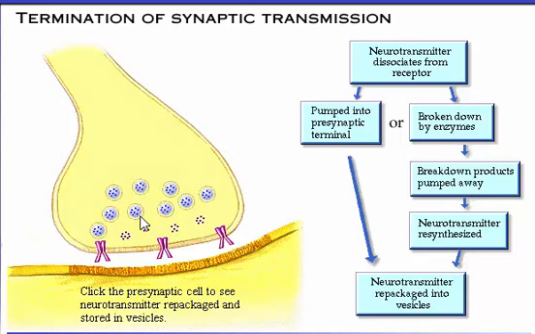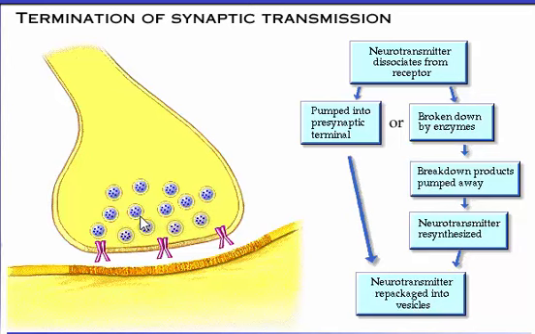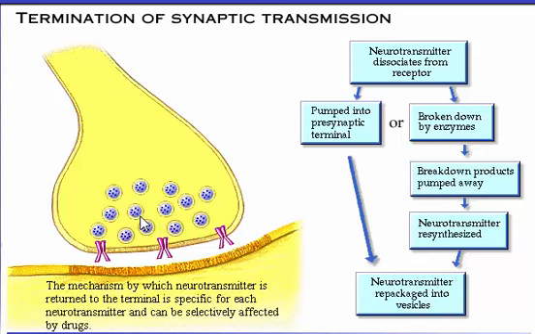The mechanism by which neurotransmitter is returned to the terminal is specific for each neurotransmitter and can be selectively affected by drugs. To review all the events of synaptic transmission, click the presynaptic neuron.